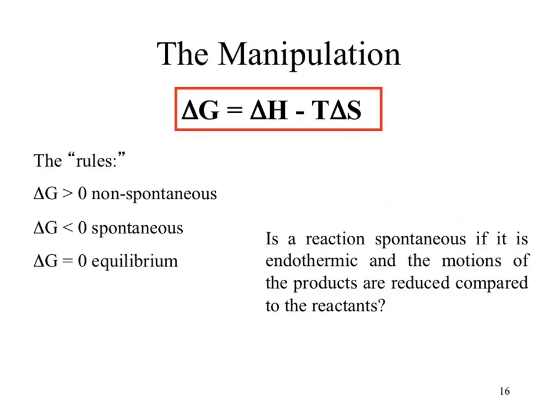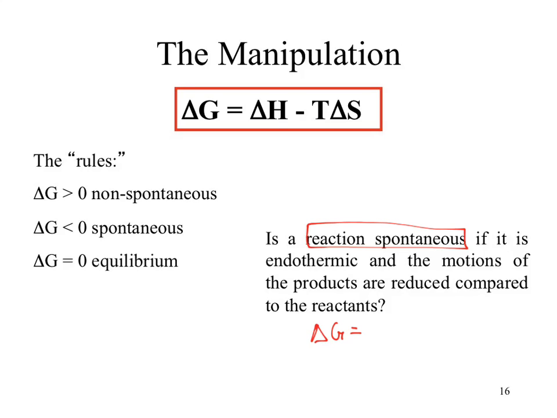Okay, let's see if we can get another one. Is a reaction spontaneous if it is endothermic and the motions of the products are reduced compared to the reactants? What did we just ask for? Delta G. How do you know it asked for delta G? It asked if the reaction was spontaneous. For it to be spontaneous, what sign would I need to have? Negative. So what we can do is determine what our delta G sign would be.